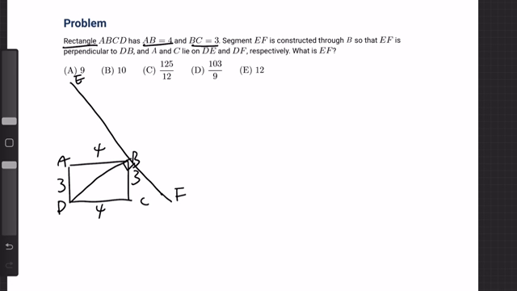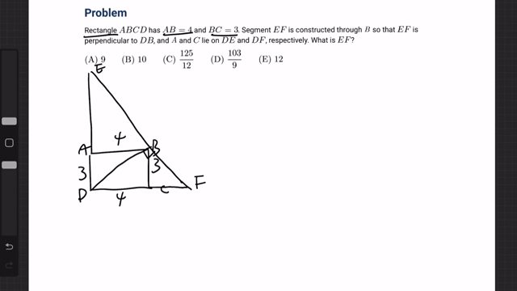And A and C lie on ED and DF. So we're going to connect E and D, and D and F. So we basically just constructed another larger triangle around the rectangle. Now we have constructed a graph for the question. Let's try to solve it.